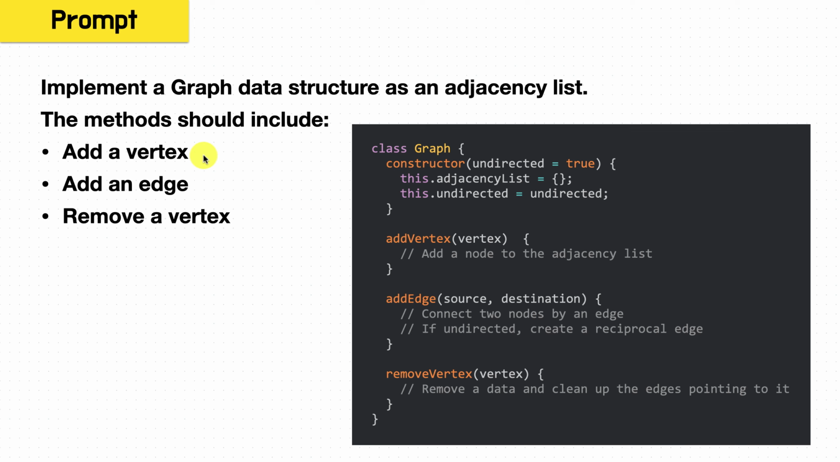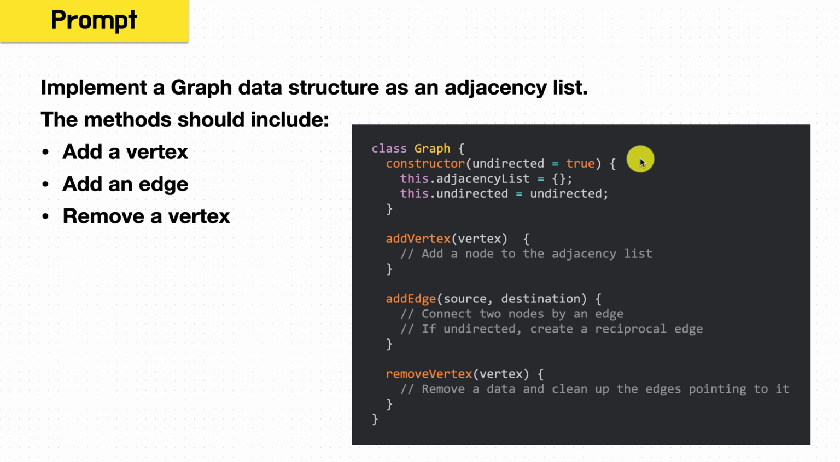Our graph is going to have three methods: one to add a vertex or a node, another to connect these nodes through edges, so add an edge, and finally, one to remove a vertex. And when you remove a vertex, you should also remove the edges that were connected to it.